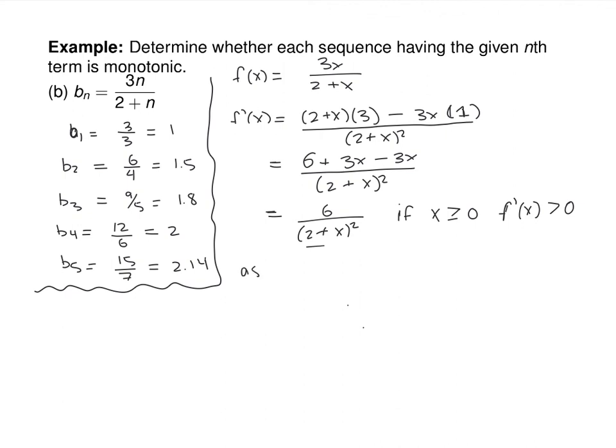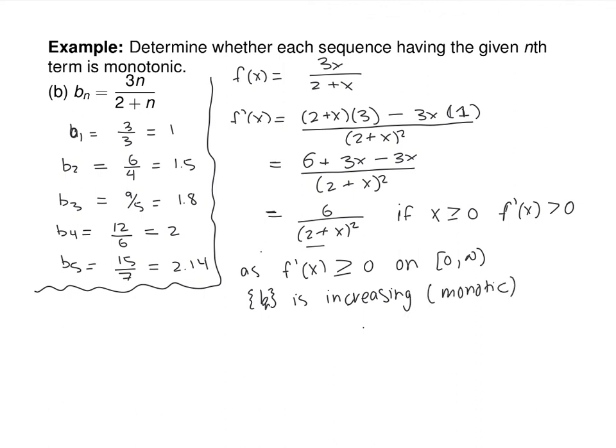And so now you know that as f prime of x is bigger than or equal to 0 for 0 to infinity, your sequence of b sub n's is increasing. And that's another way, a fancy way of saying increasing, monotonic.